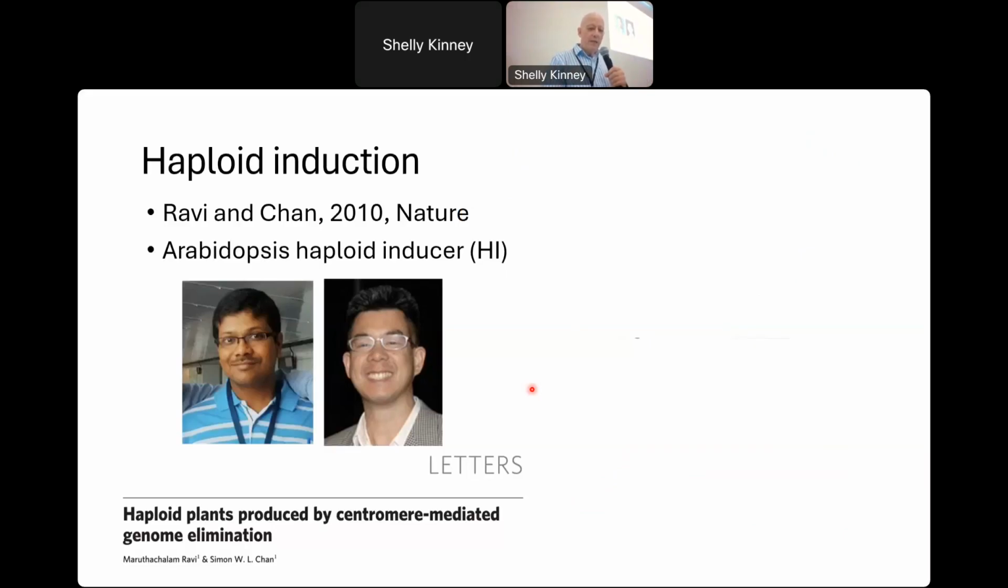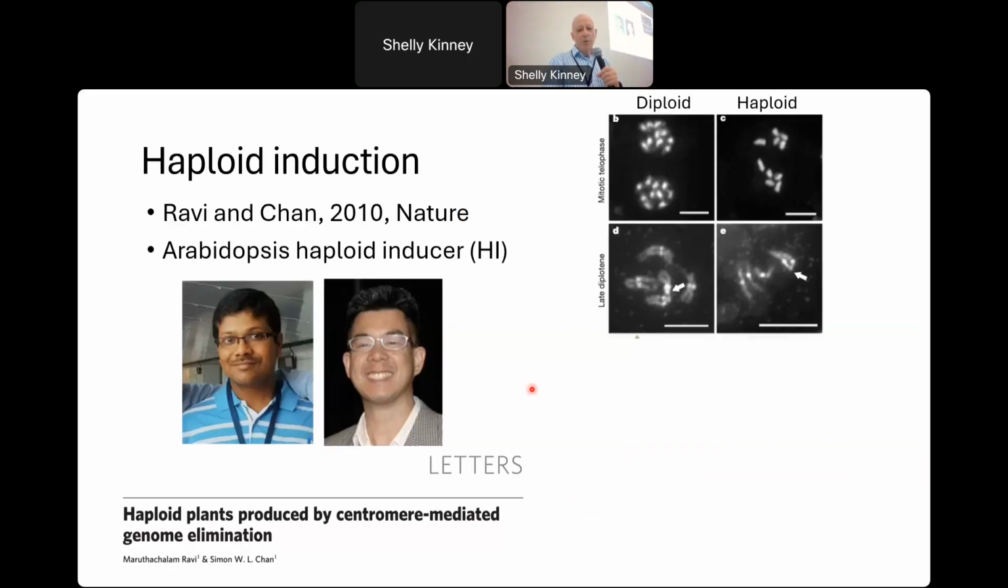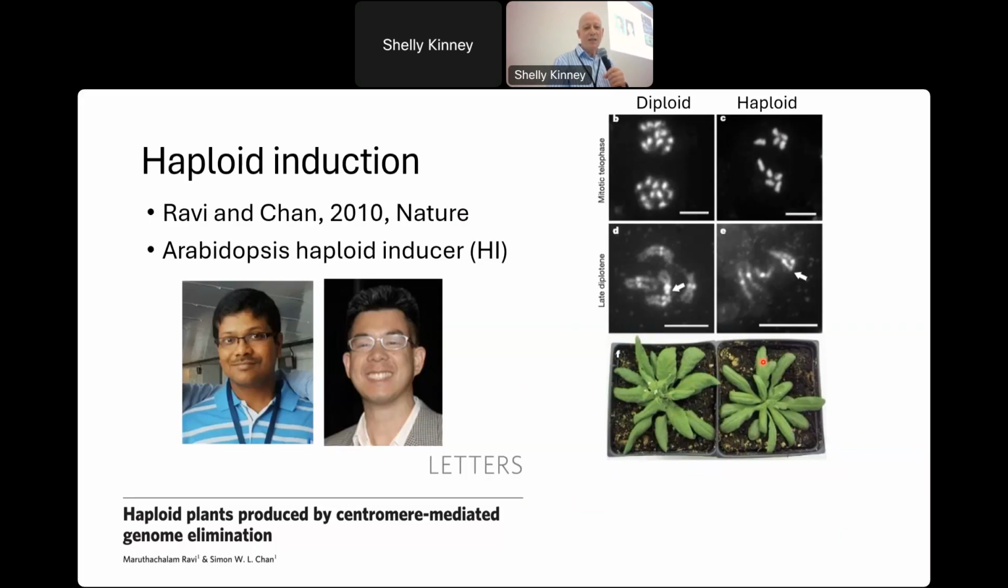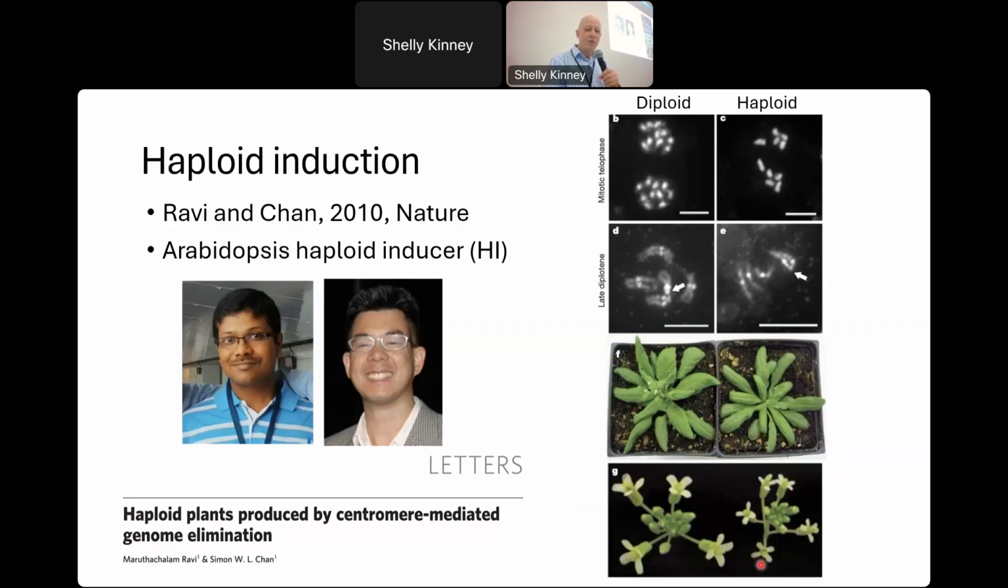And here is, for example, what a diploid looks like on the left side and what a haploid looks like on the right side. There are 5 chromosomes. It's a little smaller for Arabidopsis, and of course it produces flowers that tend to be sterile unless they magically double their genome. But very convenient technology, high efficiency. So there was a lot of hope that this could be moved rapidly into all kinds of crops.